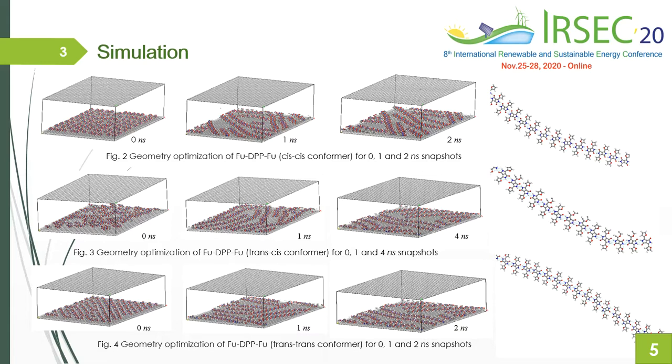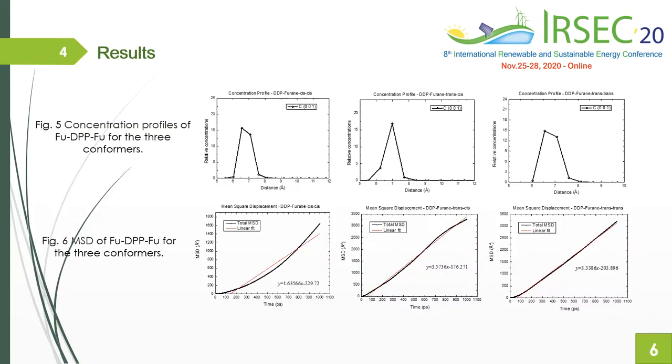Then we construct 3 model systems comprising 100 conformers on a graphite surface. In this simulation, boxes of 50 times 50 times 50 nanometers are used. After that, the MD of the adsorption monolayers is studied in the NVT ensemble at room temperature.